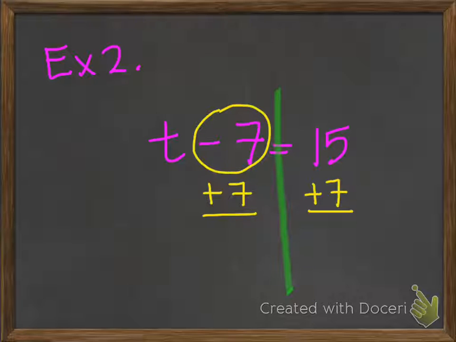7 and negative 7 make 0, so on the left side I would be left with t, and on the right side I would get 22.